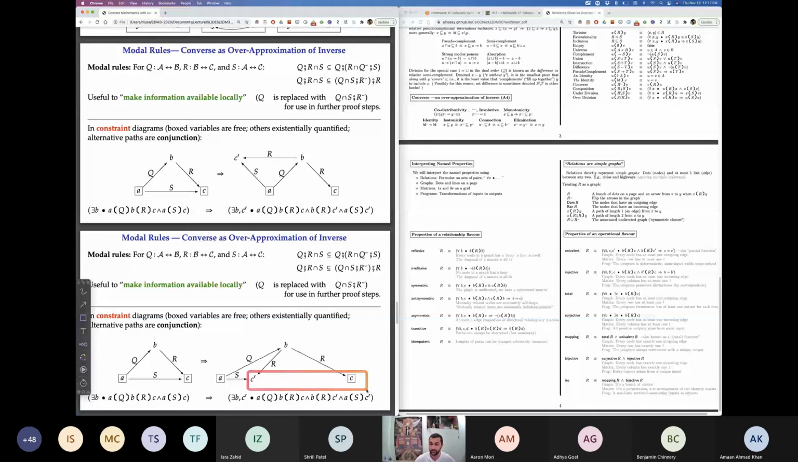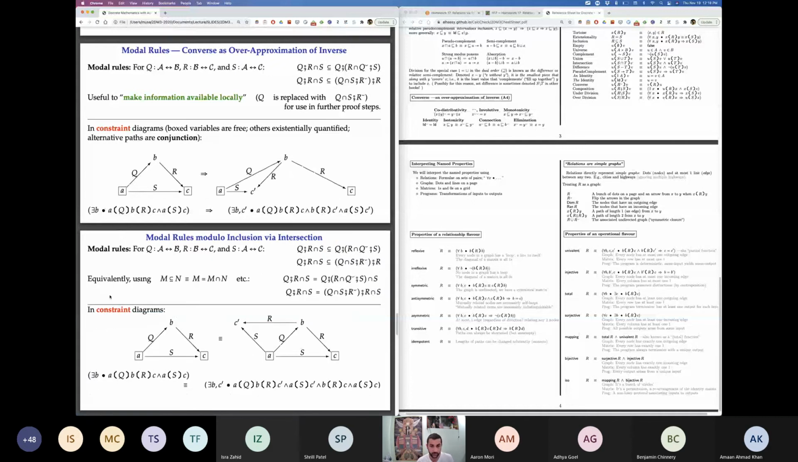Okay, and the idea is you can think, hey, Q times R, and this Q times Q inverse, Q converse, they cancel out and you just get S. Okay. Of course, they don't always cancel out. So this modal rule is true in general, but because they don't always cancel out, this is an inclusion and not an equality. Okay.